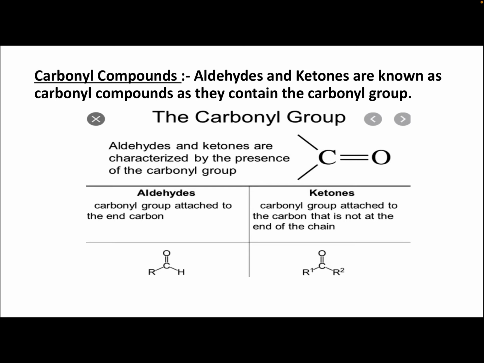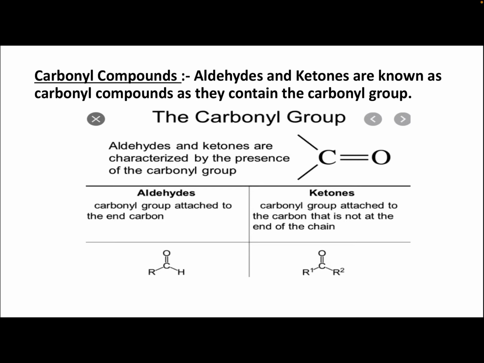So, what are aldehydes and ketones? Aldehydes and ketones are carbonyl compounds. They are known as carbonyl compounds as they contain the carbonyl group. So, what is the carbonyl group? C double bond O. If a carbon has a double bond to oxygen, that is the carbonyl group.